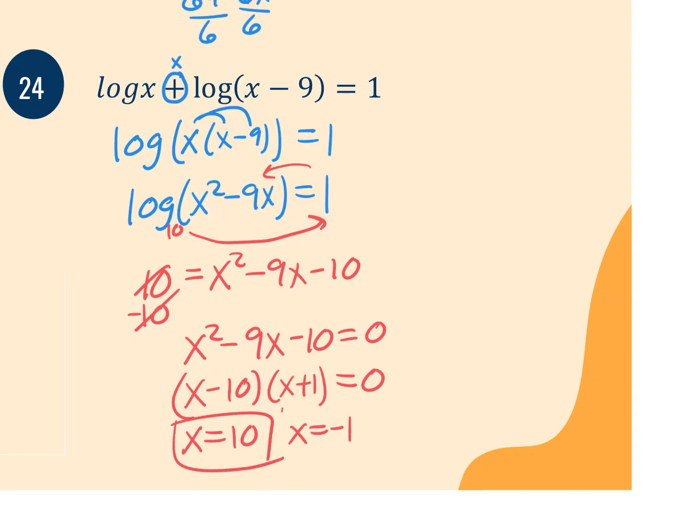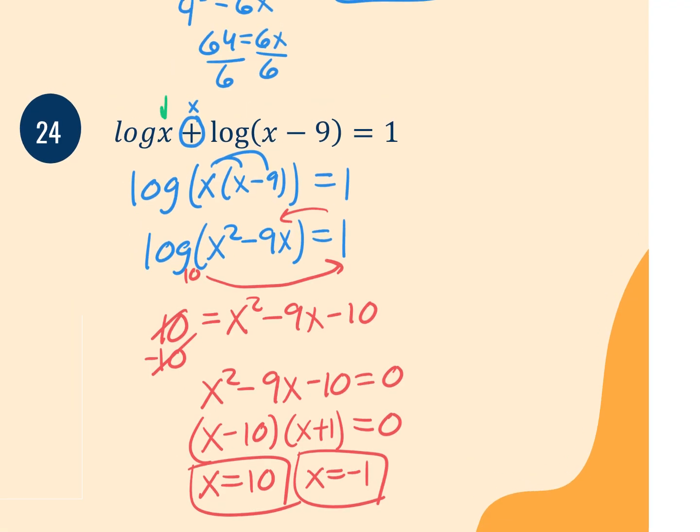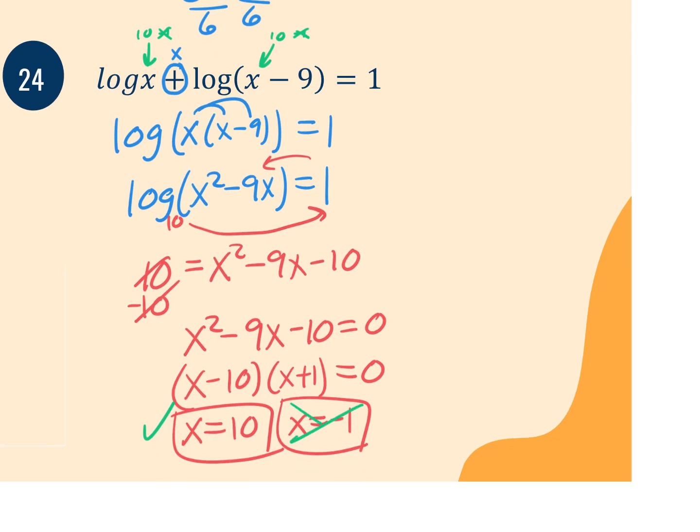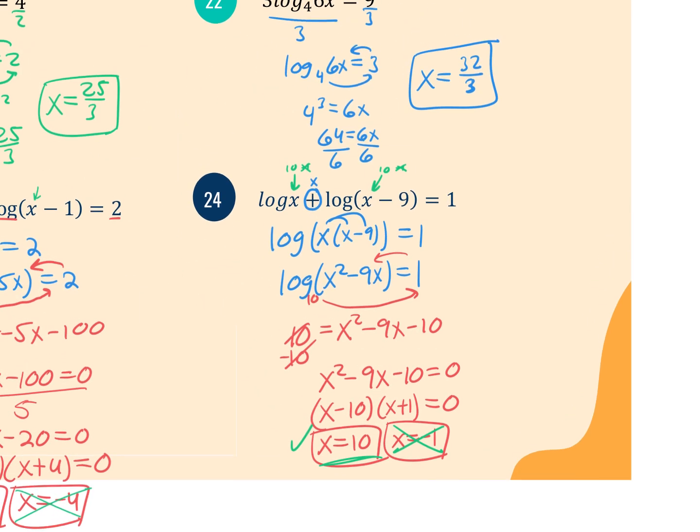All right, so we get these two as our answers, but once again, check. All right, if you plug it into that x and you plug it into that x, right? If you plug in 10, it works, so 10 is a valid answer. When you plug in -1, it does not work, right? It gets you negatives in both of them. So that means x equals -1 is not a valid answer, only x equals 10.